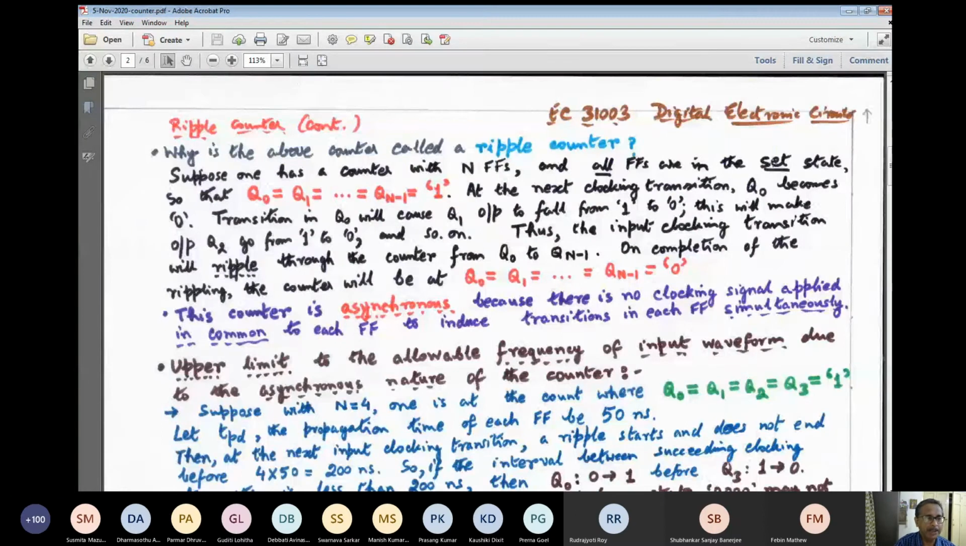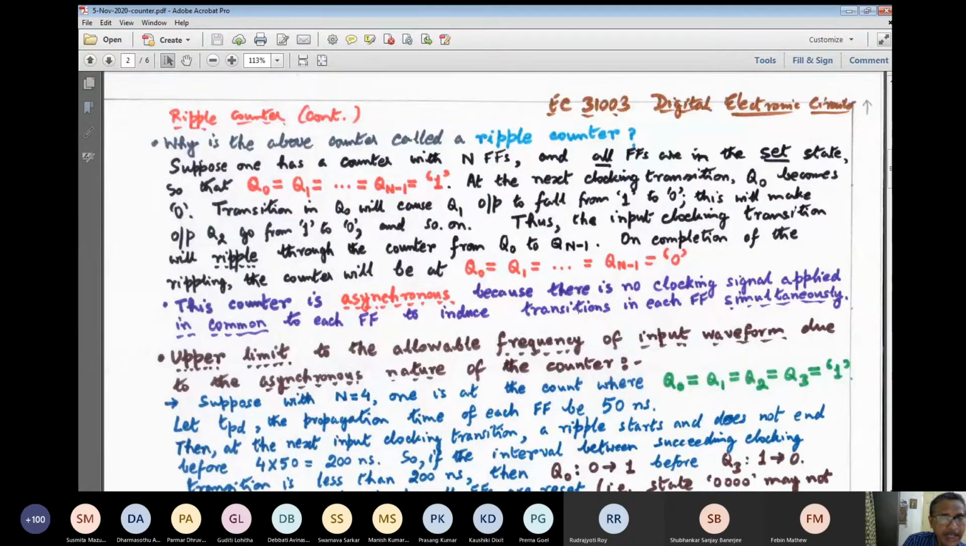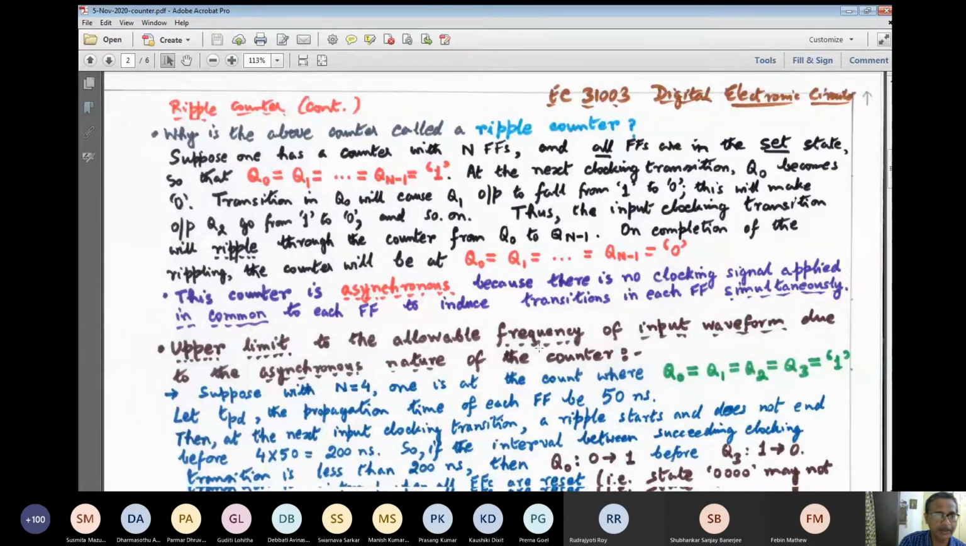I believe it is clear why it is called a ripple counter. If you start with the all set state, it will pass to the all clear state, so the input clocking transition ripples throughout the counter, starting from the leftmost end, and reaches the rightmost end after some time. And why it is called an asynchronous counter, that we have also answered: there is no clocking signal applied in common to each flip-flop to induce transitions in each flip-flop simultaneously. That should be remembered.